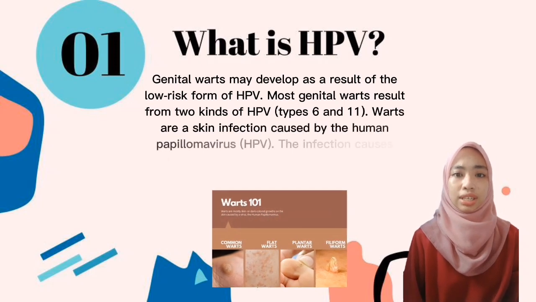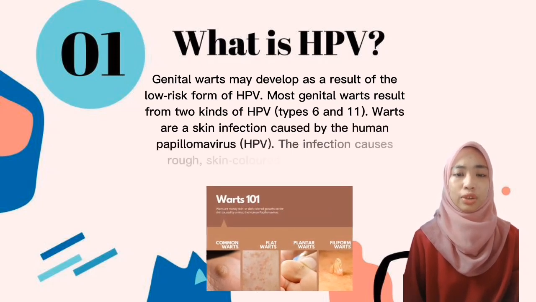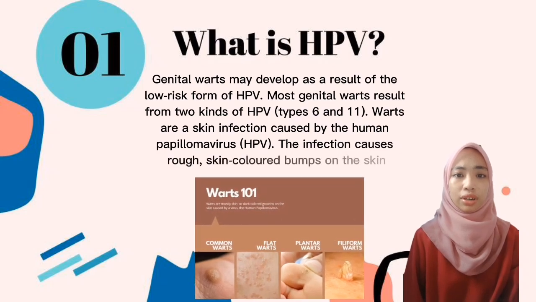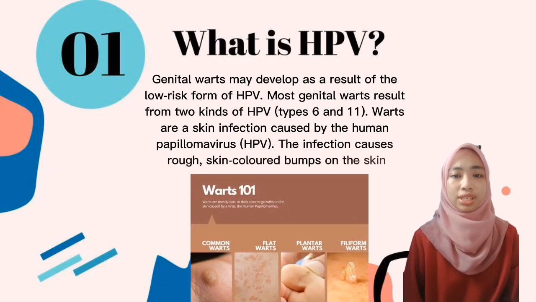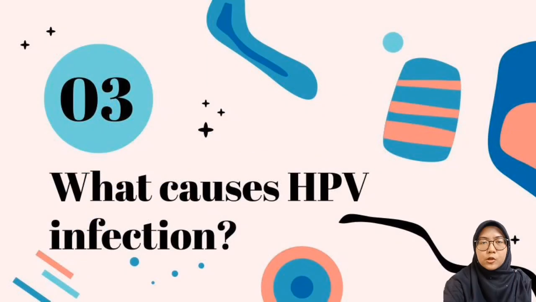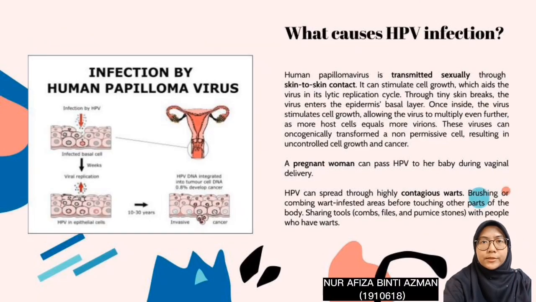Warts are a skin infection caused by the human papillomavirus. The infection causes rough, skin-colored bumps on the skin. Human papillomavirus is transmitted sexually through skin-to-skin contact. It can stimulate cell growth, which aids the virus in its lytic replication cycle.